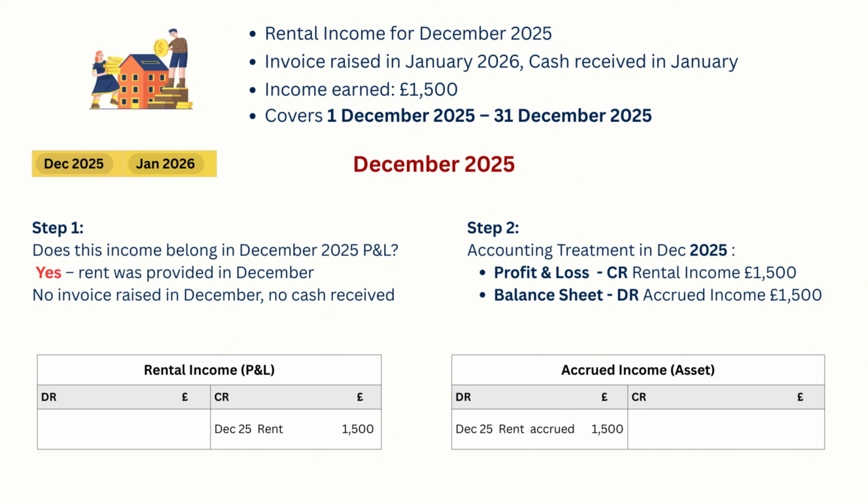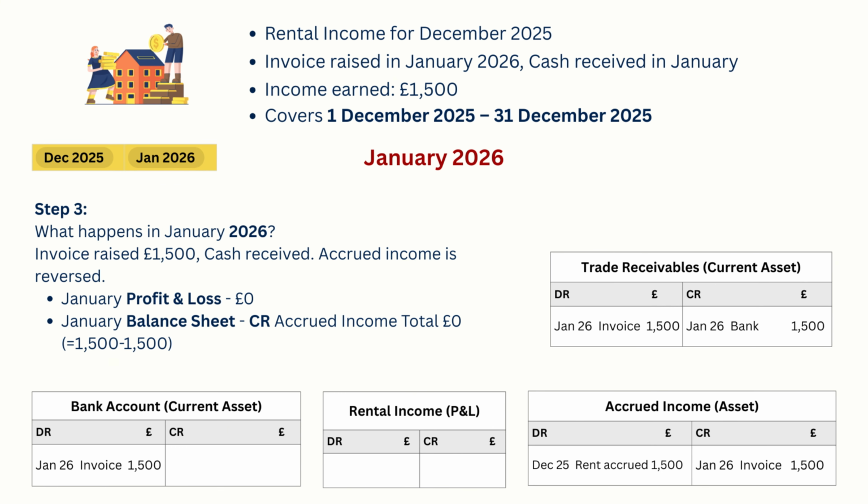This income belongs in December's profit and loss because the rent was earned in December. It doesn't matter that there's no invoice or cash yet. Profit is based on earning, not payment. Now let's record the accounting entries for December. In the profit and loss account, we credit rental income £1,500. On the balance sheet, we debit accrued income. This ensures December's profit is correct.